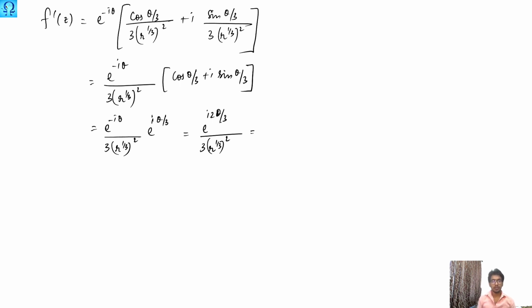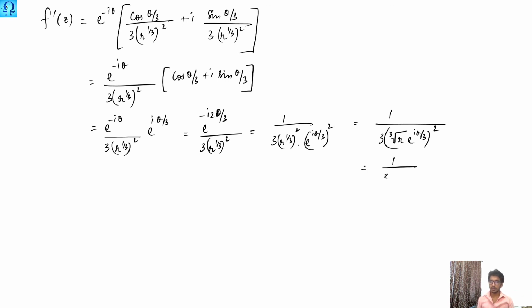Okay, so when you bring that to the denominator... sorry, I think I have made a mistake here. We have minus, so minus iota, so you can bring that to the denominator. So 1 upon 3 r to the power 1 upon 3 whole squared, and when you bring the minus quantity to the denominator, it becomes positive. So this may be written as 1 upon 3 r to the power 1 upon 3. So that one we write as cube root of r e to the power iota theta upon 3 whole squared. So this was the given quantity, right?